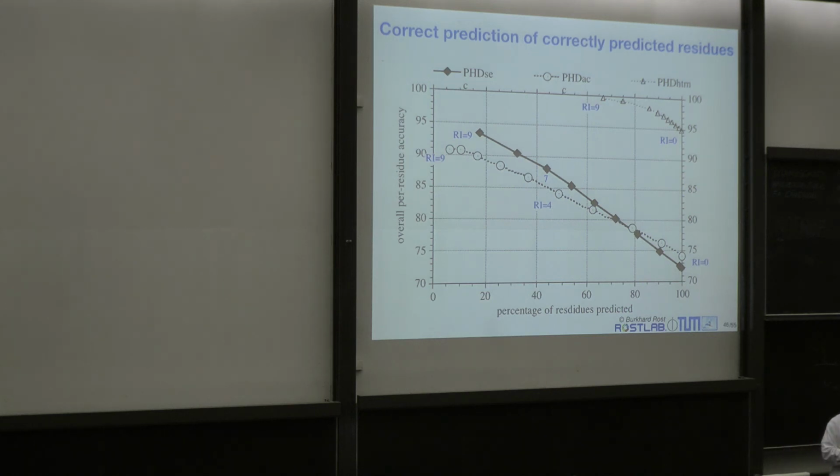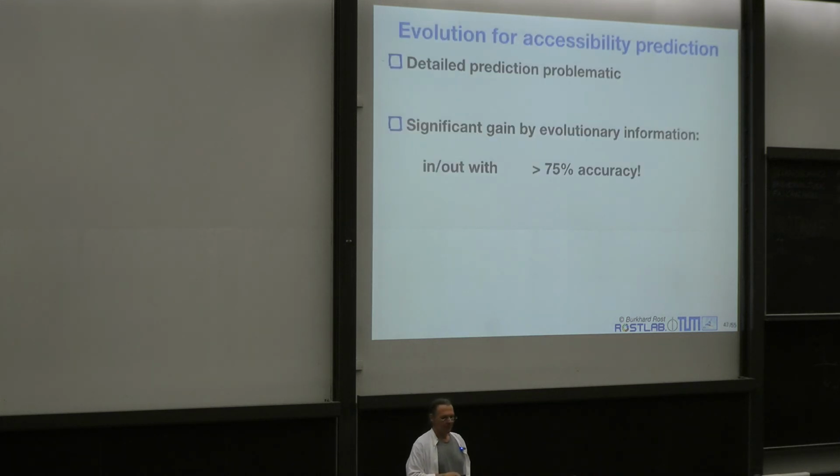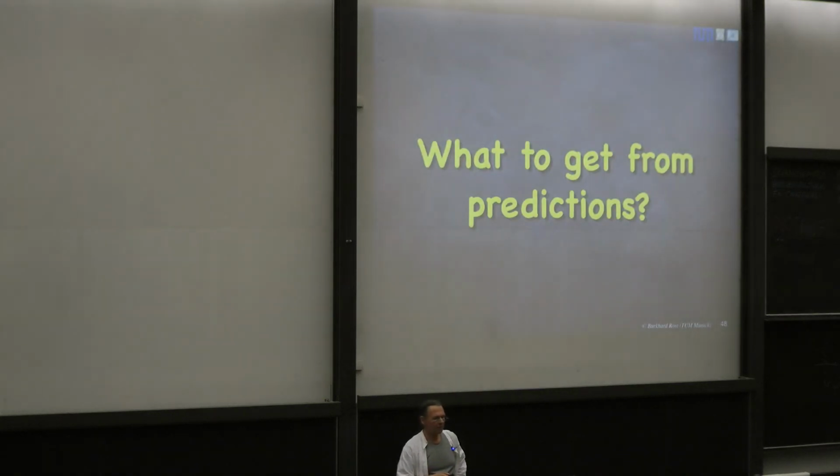Did I create more clarity or more confusion? Somewhere there are clusters of clarity, and the confusion clusters are too confused. Is my interpretation of what I see. Now, detailed predictions, meaning the percentage solvent accessibility, there is some issue, but clearly these methods do very well in a coarse-grained two-state model, buried versus exposed. What do I get from these predictions?